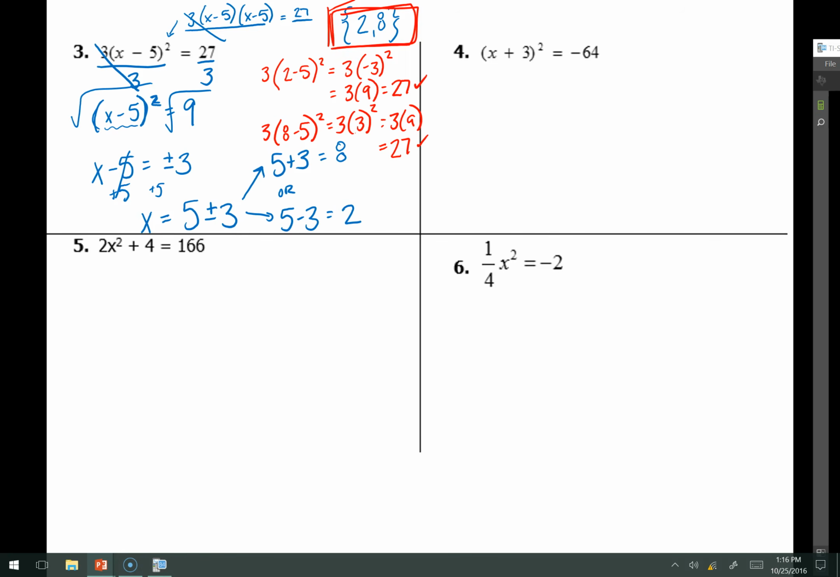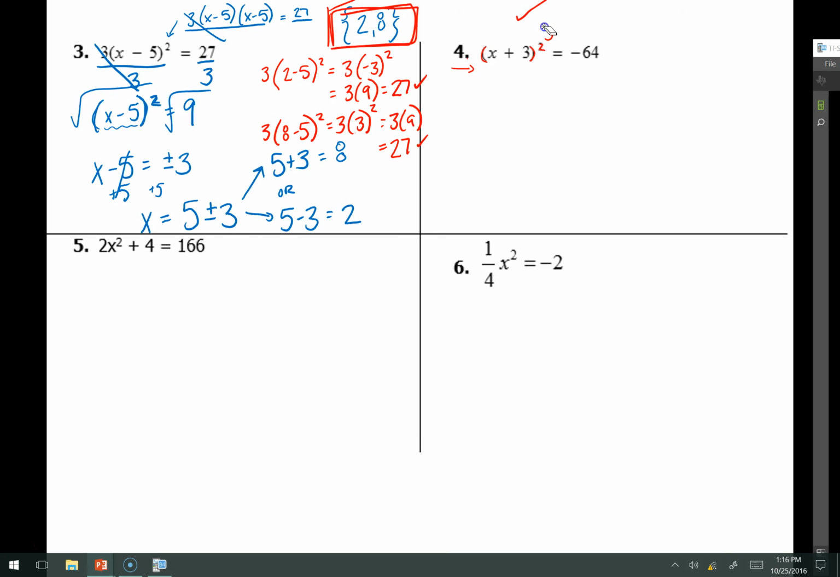All right, let's look at number 4. Number 4 has a quantity that's being squared on the left, and there's nothing outside of that quantity being squared. There's nothing over here, there's nothing over here, and there's nothing being divided. So that means it is isolated. So we're ready to take the square root of both sides.